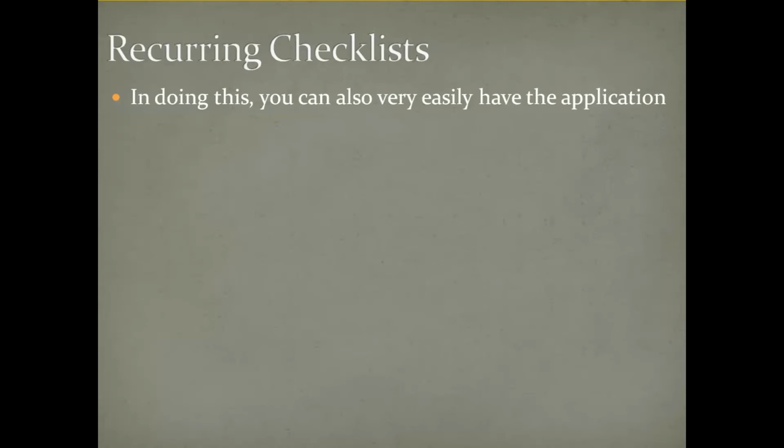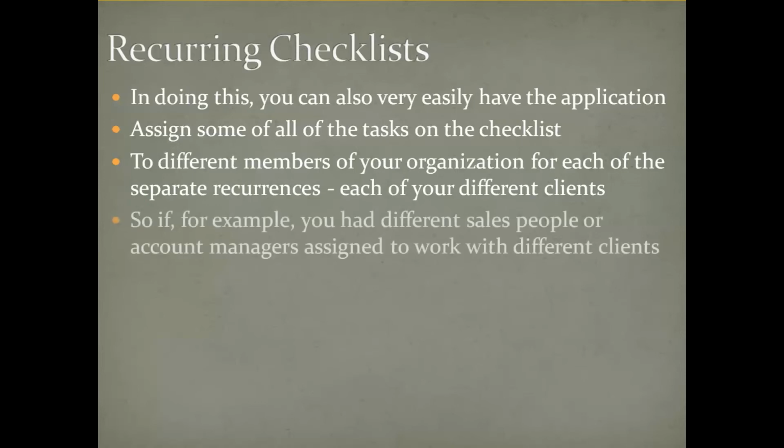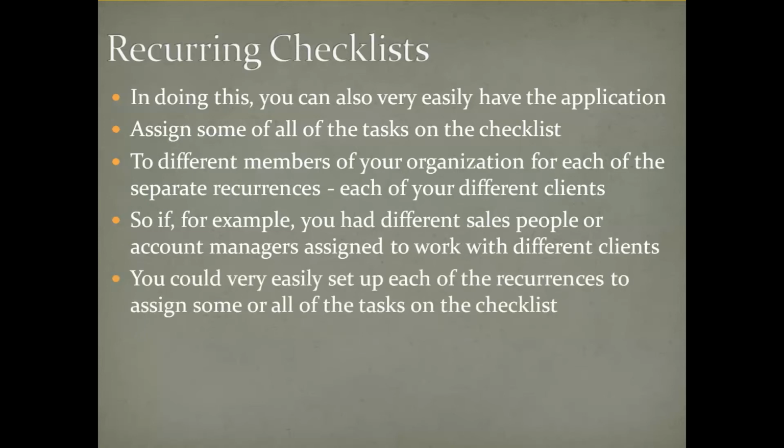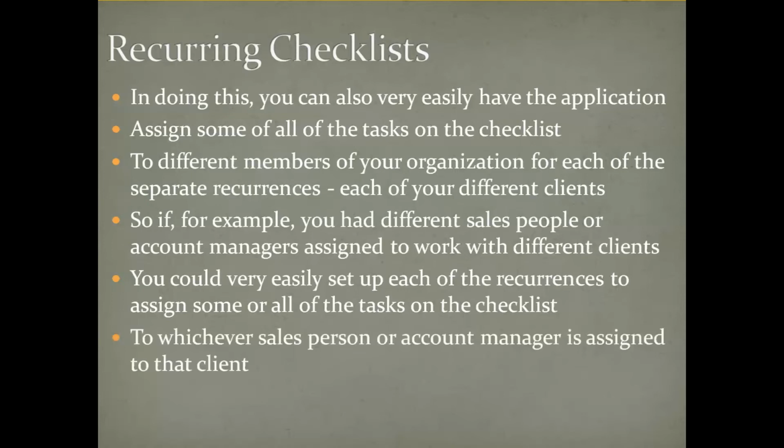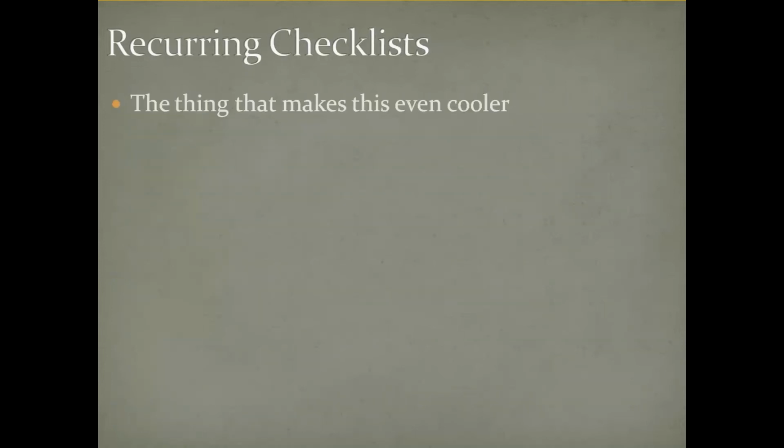In doing this, you can also very easily have the application assign some or all of the tasks on the checklist to different members of your organization for each of the separate recurrences, each of your different clients. So if, for example, you had different salespeople or account managers assigned to work with different clients, you could very easily set up each of the recurrences to assign some or all of the tasks on the checklist to whichever salesperson or account manager is assigned to that client. So each recurrence can assign them to a different person. And then this would automatically happen for every copy of the checklist that was made.